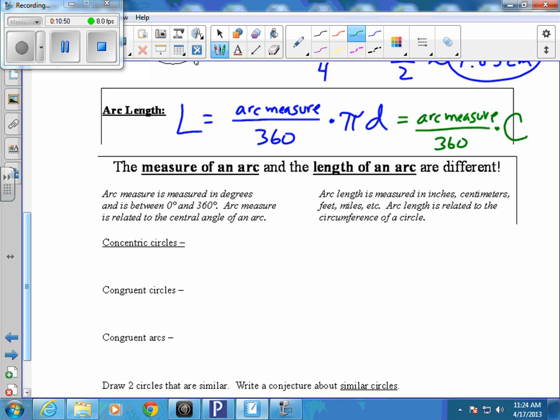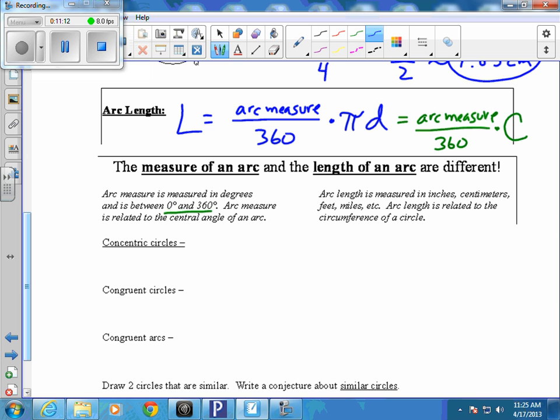Okay, so the measure of an arc is always between 0 and 360. Very important. Arc measure is related to the central angle of the arc. Central angle equals the measure of the arc. Arc length is measured in inches, centimeters, feet, miles, etc. It's the actual length, the distance. It's a portion of the circumference of the circle.